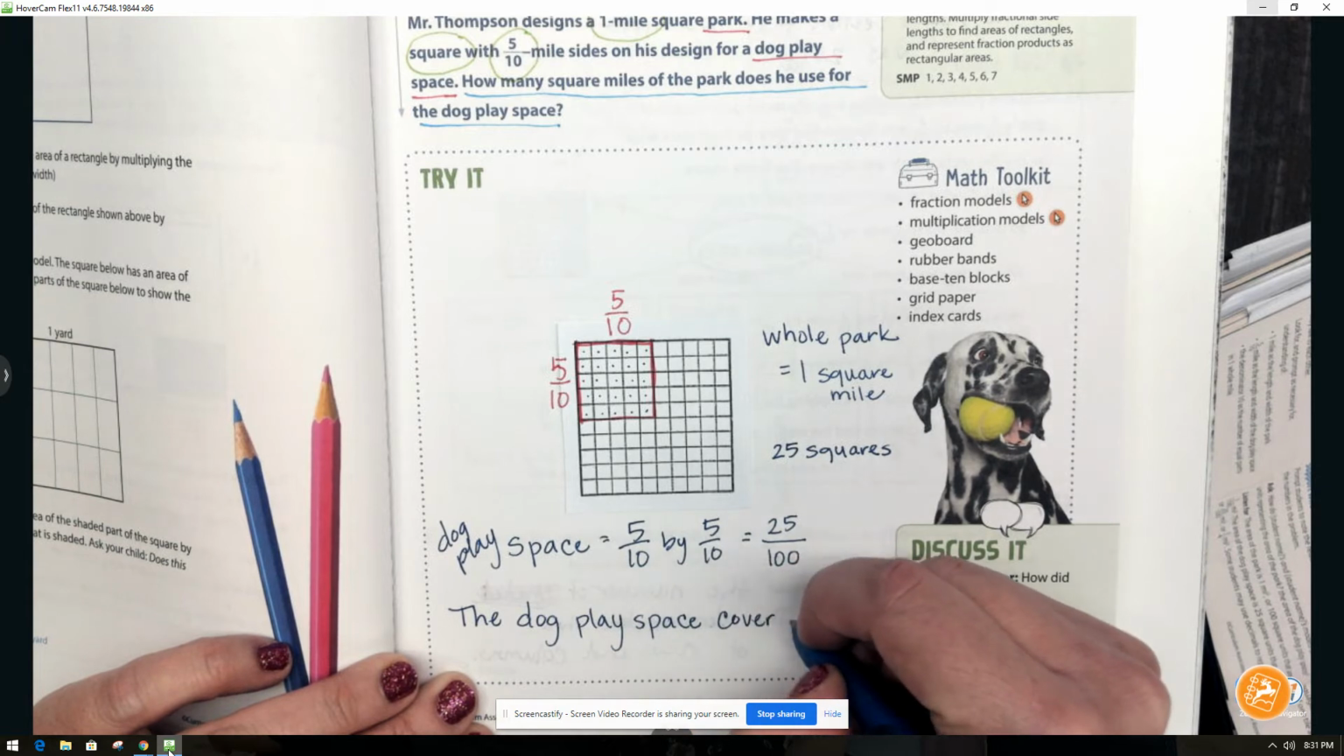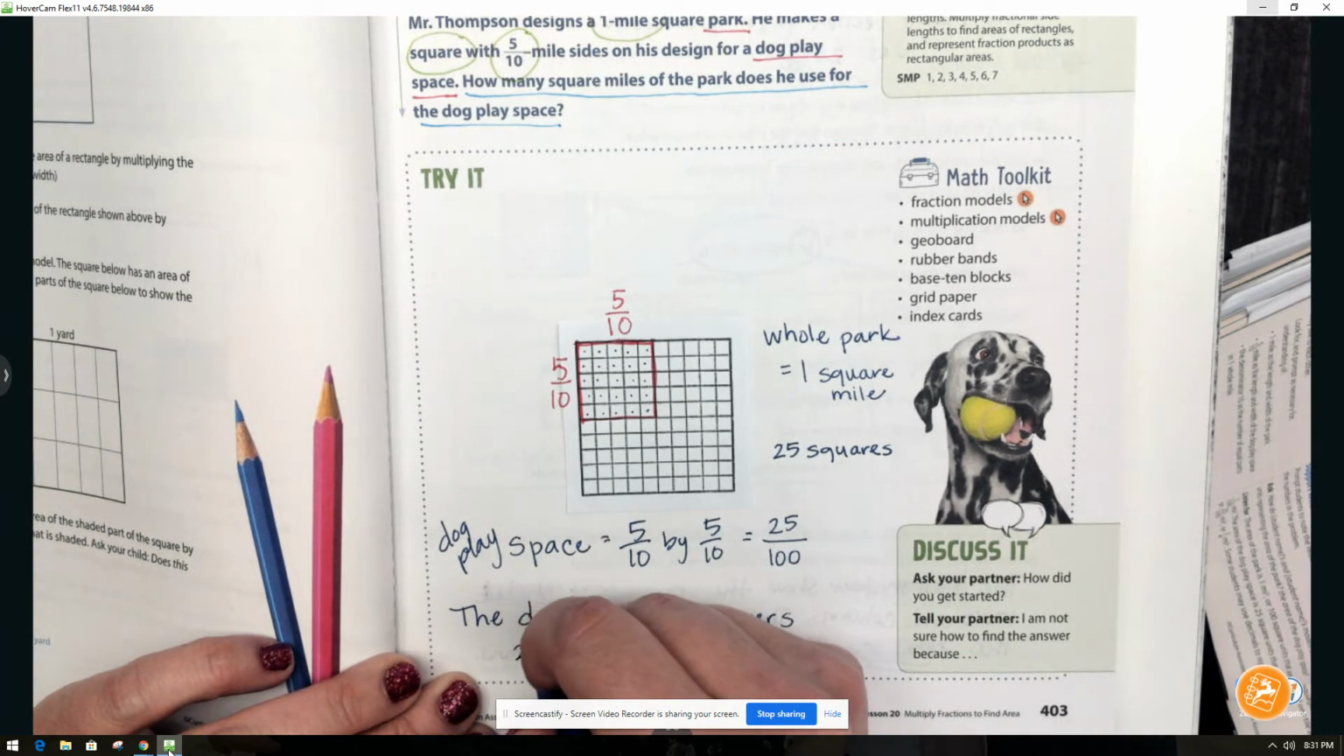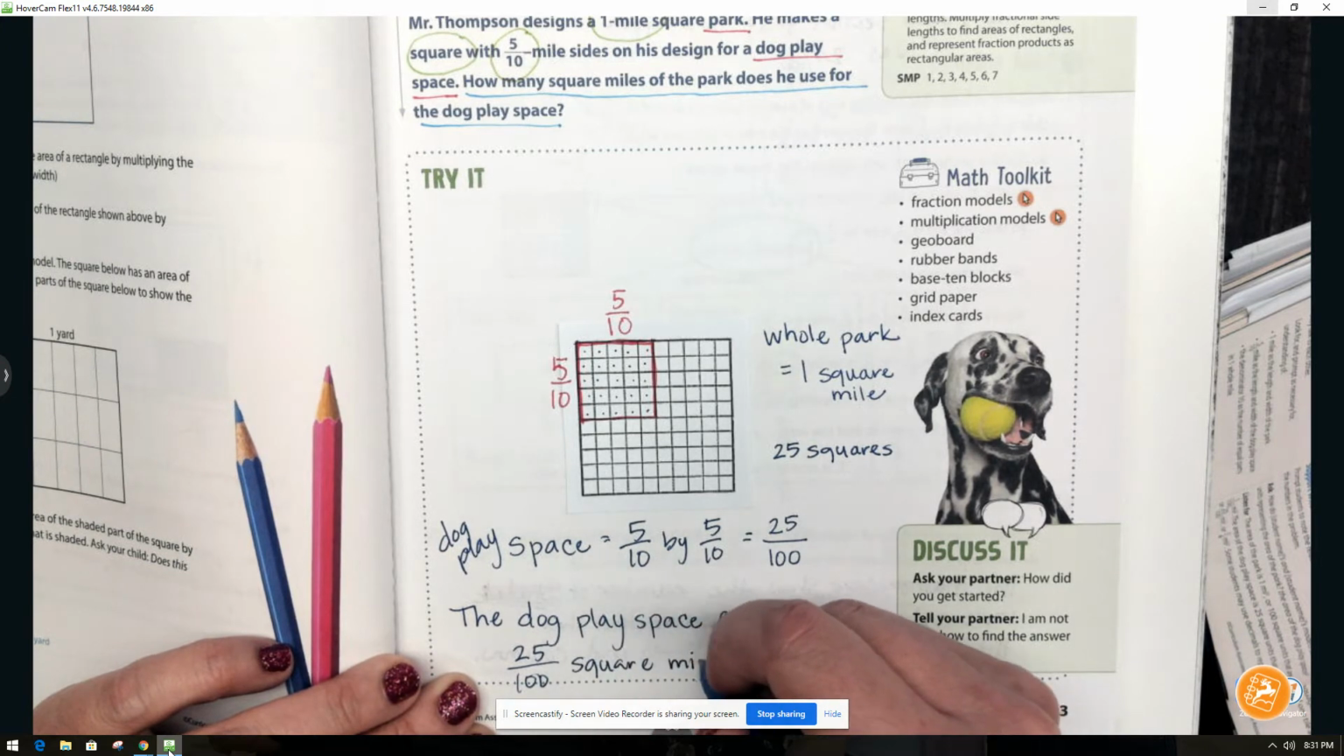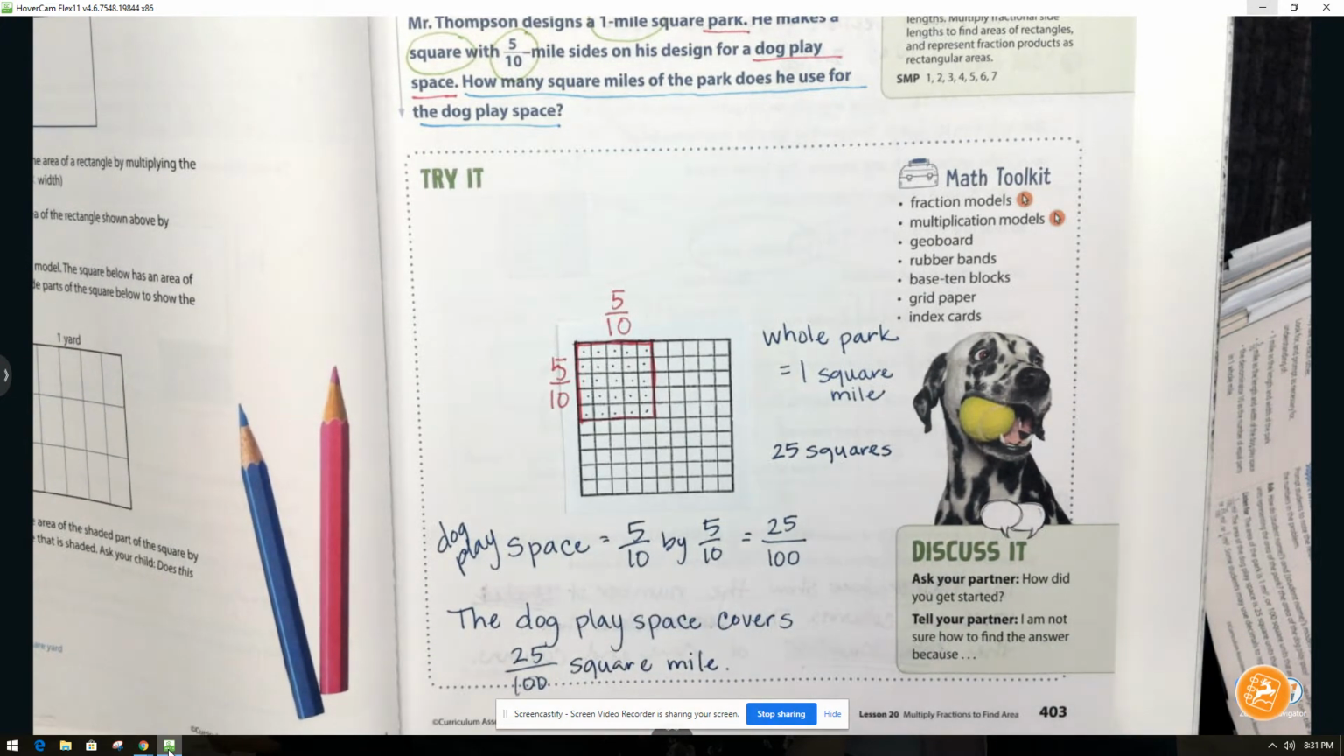So the answer is the dog play space covers 25 hundredths of a square mile. All right, if that doesn't make sense to you, don't worry, we're going to get tons of practice.